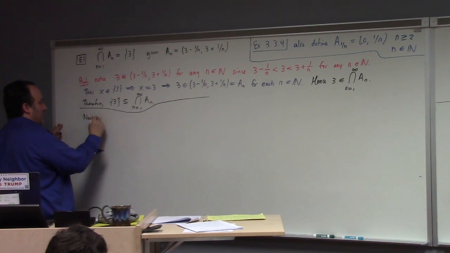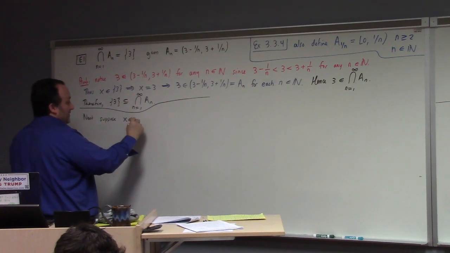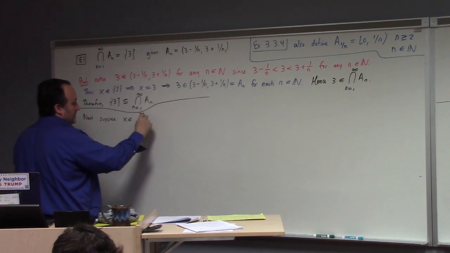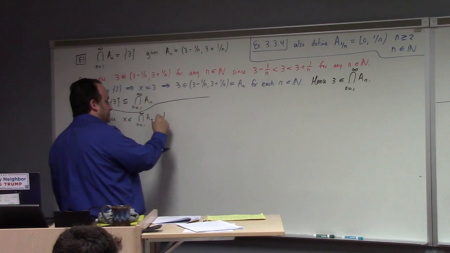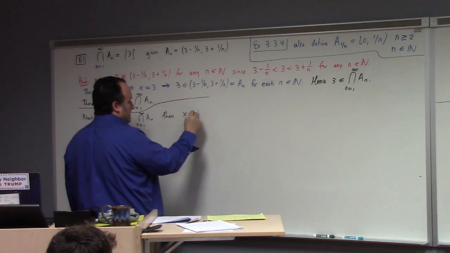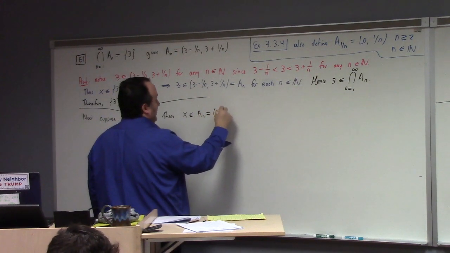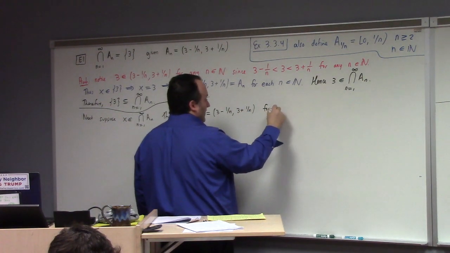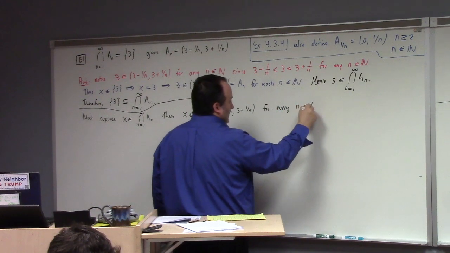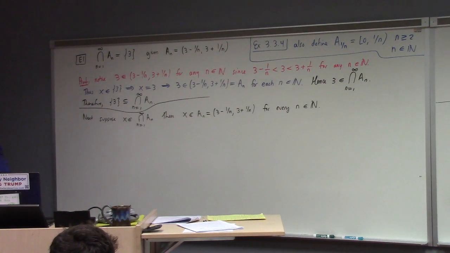Next, suppose x is an element of the intersection n equals 1 to infinity of a sub n. Right? Then what does that mean? x is an element of a sub n, which I'll write out what that is. A sub n is equal to (3 minus 1 over n, 3 plus 1 over n), right? For every n in the natural numbers. So what does this tell us? What does this mean?